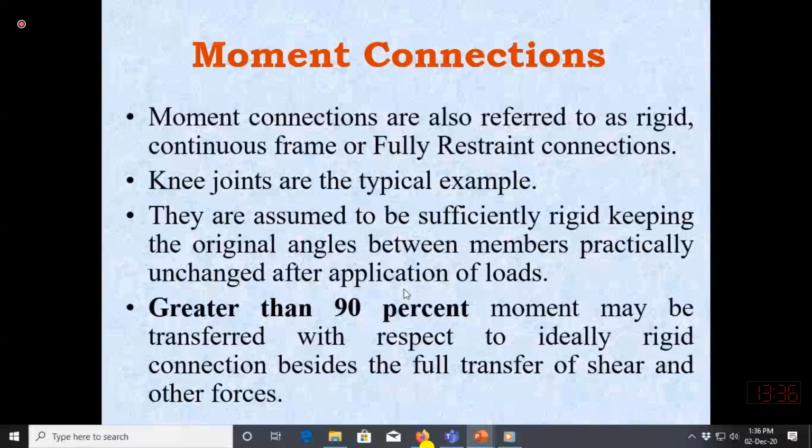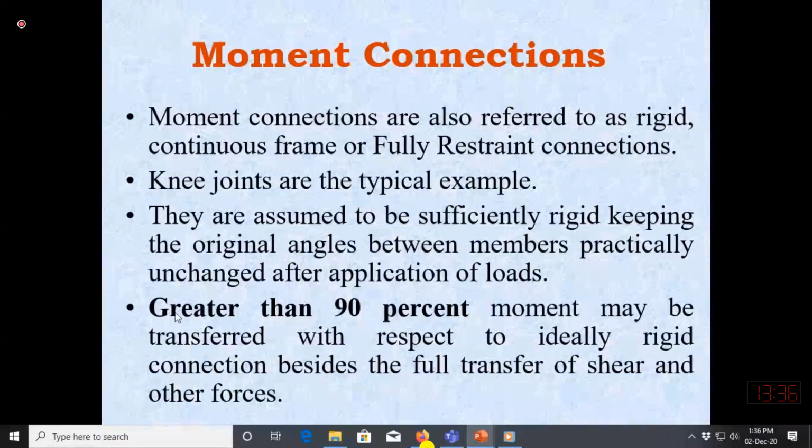So if the angle between beam and column is 90 degrees, even after the failure the angle will remain 90 degrees. It means that the connection angle will neither increase nor decrease. If the angle is changing, it means that it is deforming due to the applied movement. So the movement is not changing.